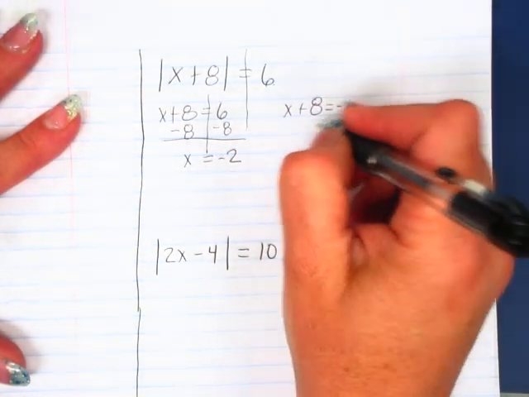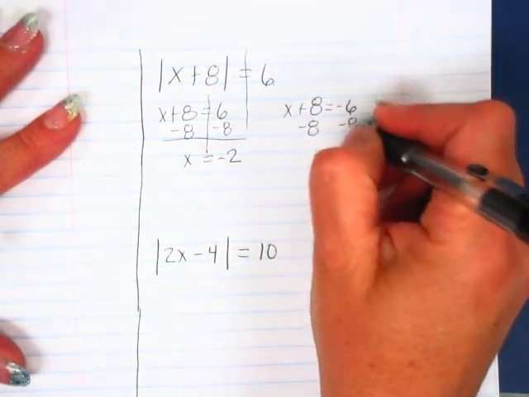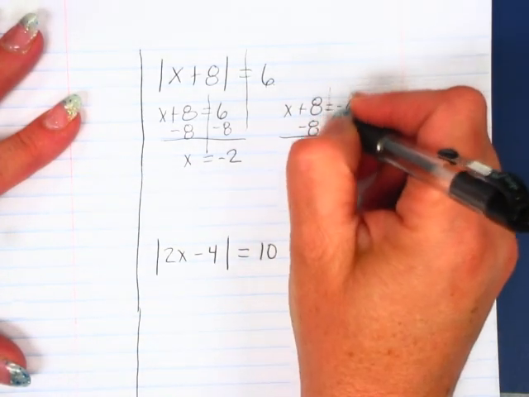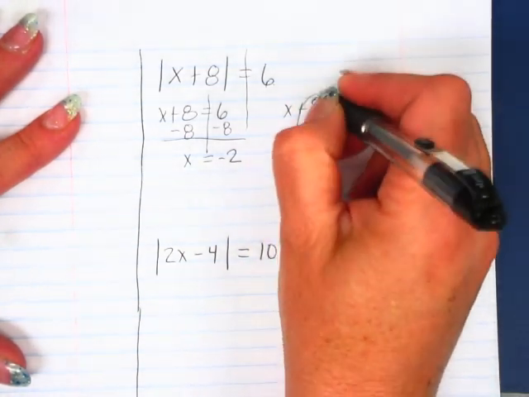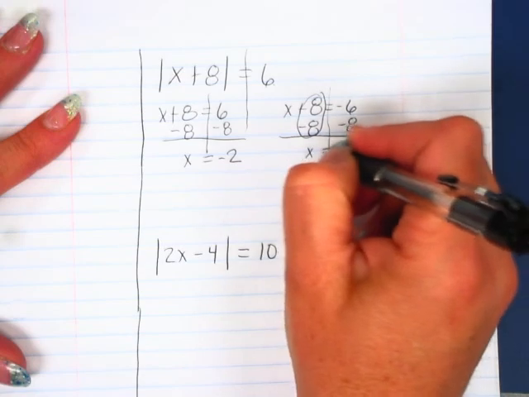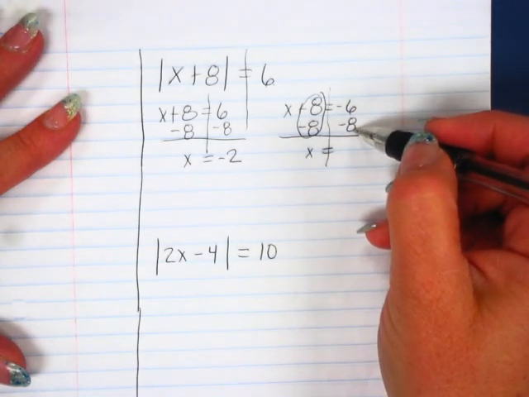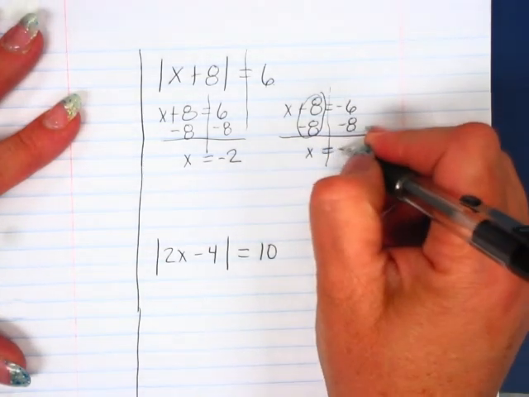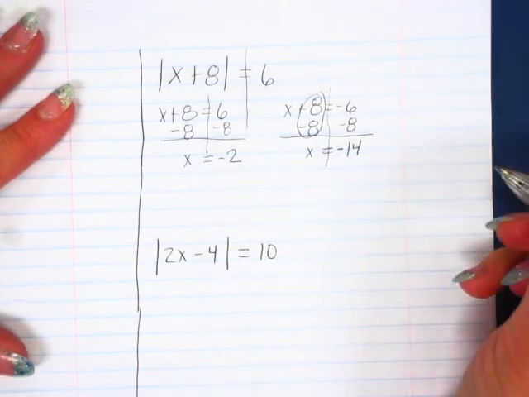If we subtract the 8 from both sides, again keeping our mirror there, this gives us 0. X equals negative 6 and negative 8. We add them and they both stay negative for a negative 14.